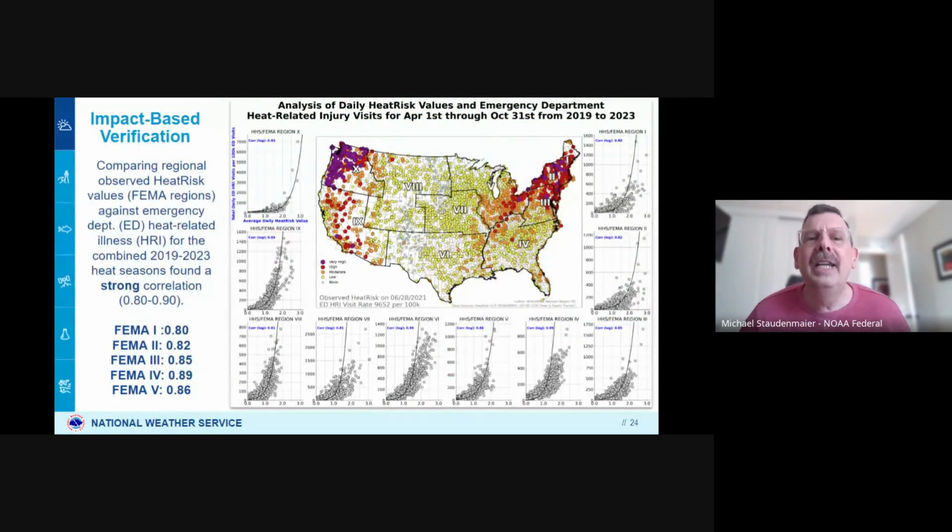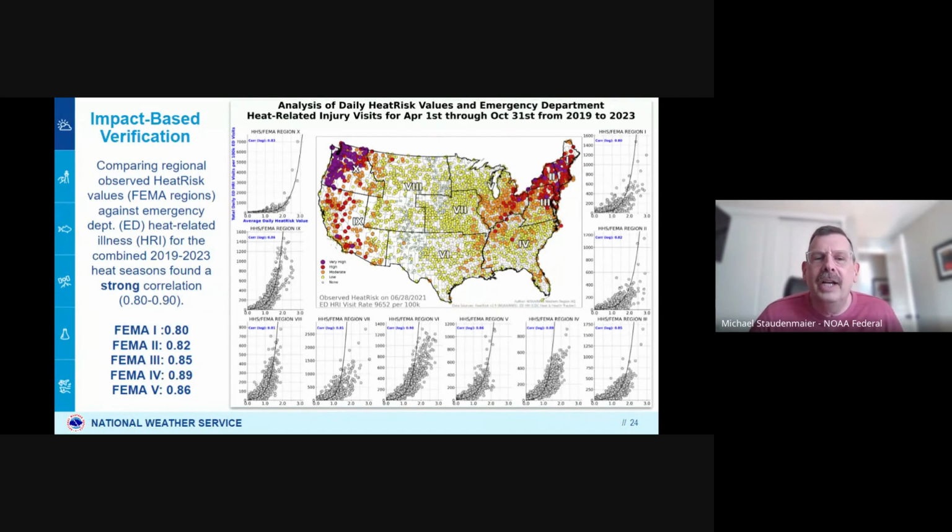All right, so since heat risk was initially developed in the West, I always get questions, so how does it work elsewhere? As you know, heat risk was developed using mortality data thresholds. So with heat risk going CONUS-wide, we wanted to test the approach using independent data over 5 full heat seasons to generate long-term verification. So in this case, we examined CDC-provided emergency department heat-related injury data, which in this example is expressed as a rate per 100,000 emergency department visits overall.